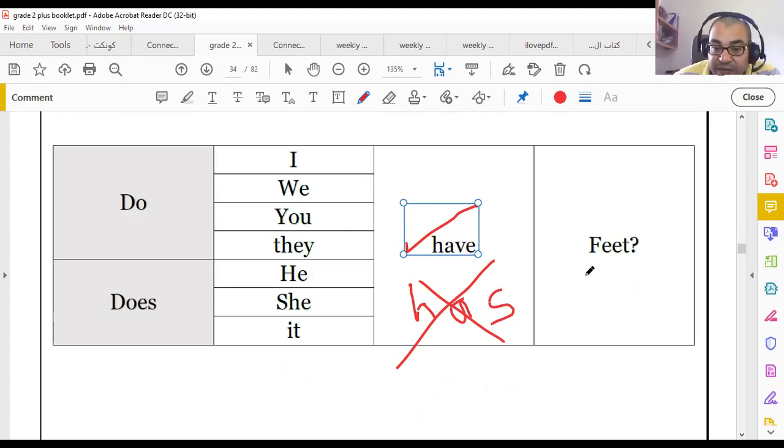So does he have feet, repeat after me. Does he have feet? Does she have feet? Repeat the sentence, please. I want to hear all of you.